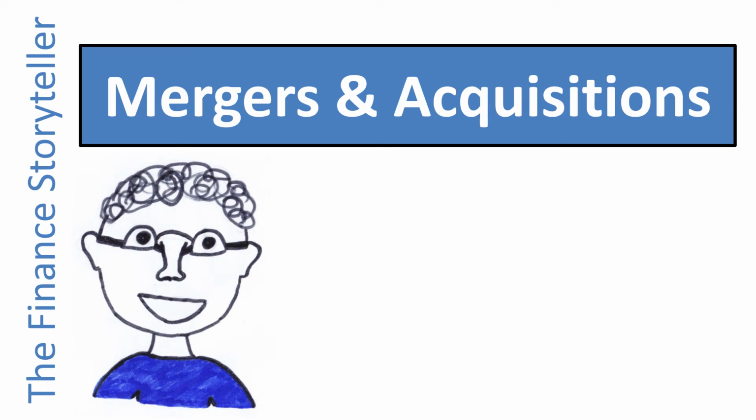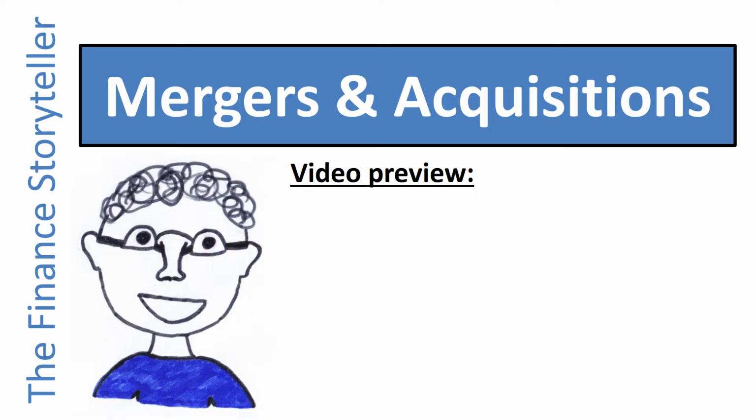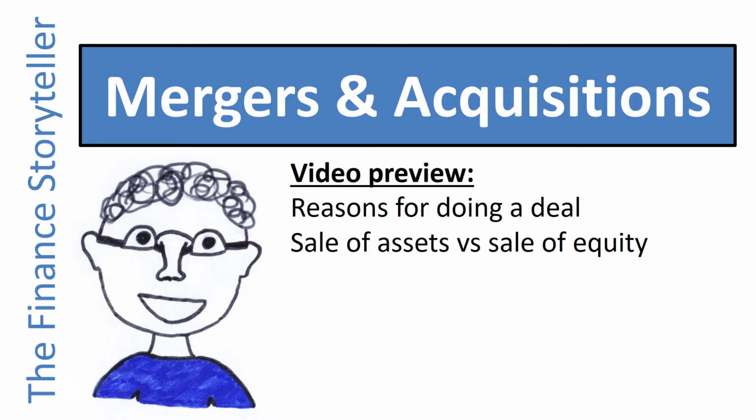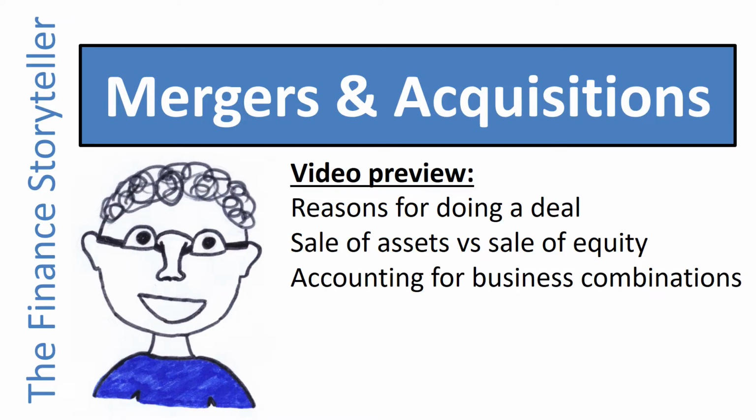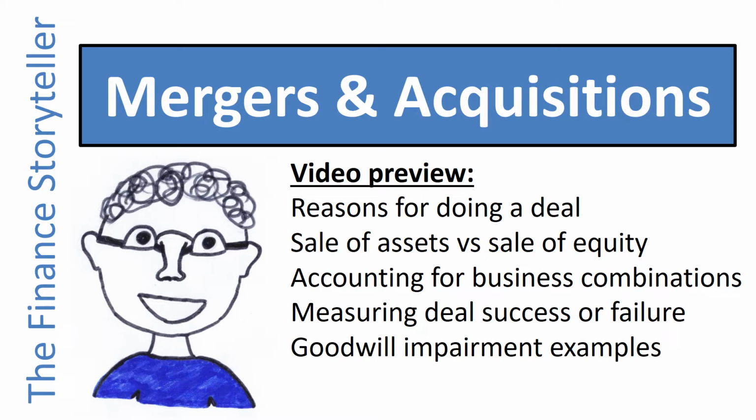Mergers and acquisitions explained. Mergers and acquisitions are a multidisciplinary field. In this video, we will focus on several financial and strategic aspects of mergers and acquisitions by discussing the reasons for doing an M&A deal, the difference between the sale of assets and the sale of equity, accounting for business combinations, measuring deal success or failure, and examples of goodwill impairment, a possible indicator of a merger or acquisition gone bad.